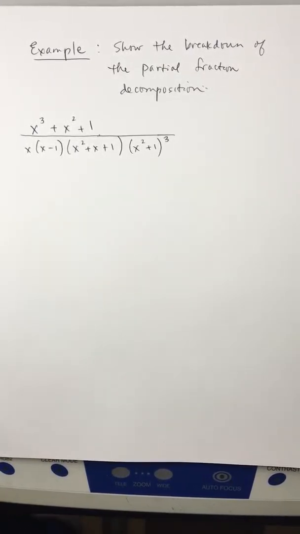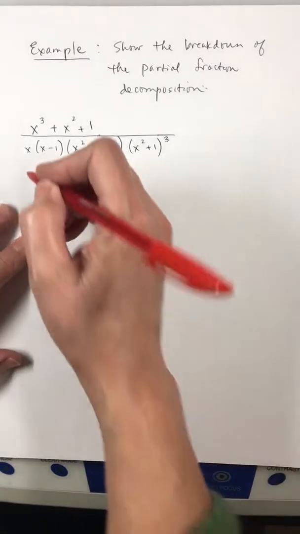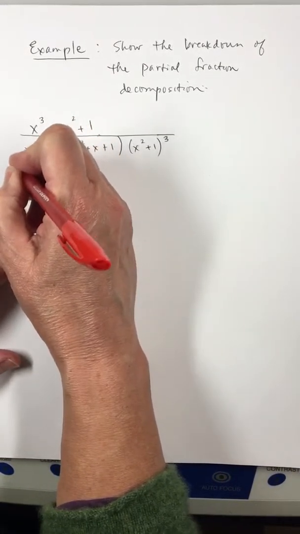Okay, so here I have this problem and I want to show the breakdown of the partial fraction decomposition. Things that you need to look for: you need to see if the denominator is completely factored, and in this case it is. And then look at the degree of each factor. So this x, that's linear.